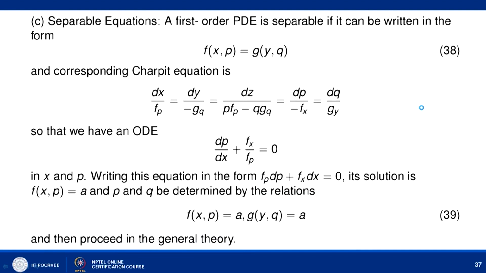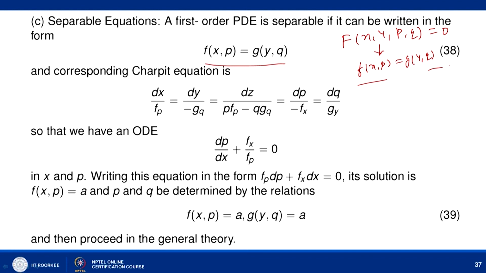Now in the third, which is the case of the separable equation, here your equation is not involving any z, and it can be separated out in the form f of x, p equal to g of y, q. So it can be written like this. It means that here f of x, y, p, q equal to 0 can be written as f of x, p equal to g of y, q. So you can separate it like this.